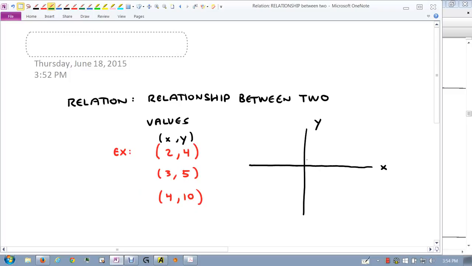So if I were to try and graph these as points, that's the big thing. The first one says that if I go 2 to the right, I should go up 4 and put a dot there, and that would represent that first point. We good with that? The next one would say go to the right 3 and go up 5. Put another point. And then the last one says go to the right 4 and put a point way up at 10. And that's all a relation is. It just relates two things together.